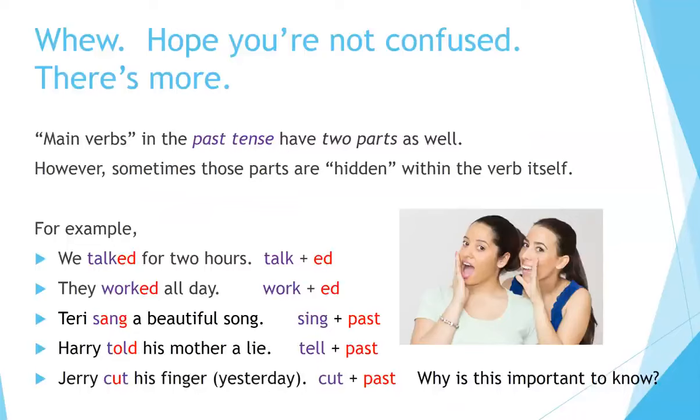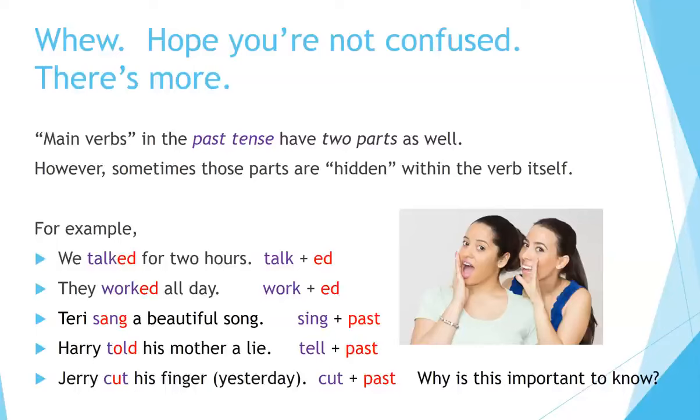There's more. Main verbs in the past tense have 2 parts as well. However, sometimes those parts are hidden within the verb itself. For example, we talked for 2 hours. This one is easy to see. Talk plus ed, which is the past tense ending, makes it into the word talked. They worked all day. We have work, the main verb, plus the ed, past tense ending.